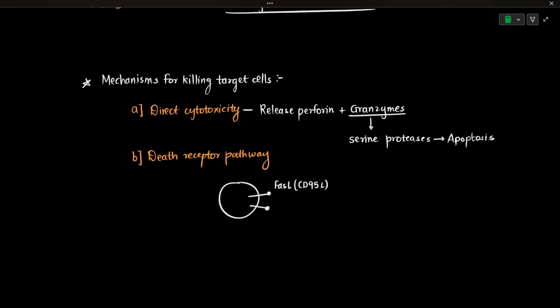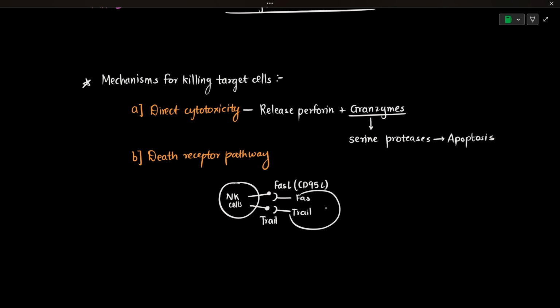Then there are the TRAIL molecules, which are also on the natural killer cells. Those proteins will bind to the death receptors present on the target cells. So the target cell has the death receptor called FAS. It has TRAIL receptors. Okay.